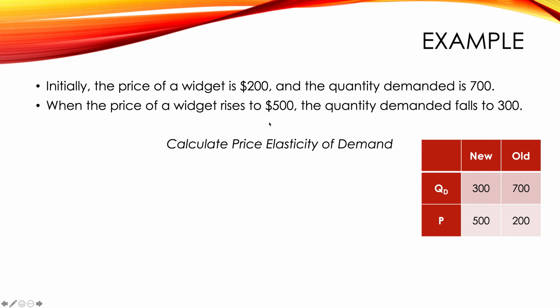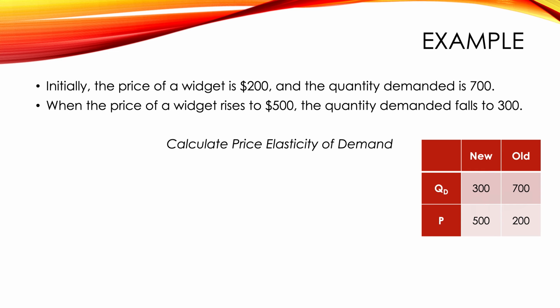The new price is 500, the old price was 200. So if you plug all that stuff into a little table, and this takes like 10 seconds to make, then it's going to be much harder to get yourself all mixed up. Pro tip here, make your first row quantity demanded and make your second row price. Because eventually, remember, the percentage change in quantity demanded is going to be your numerator, and percentage change in price is going to be your denominator. And it's just better to keep them organized like this because you will be less likely to get it mixed up later. So let's do some calculation.